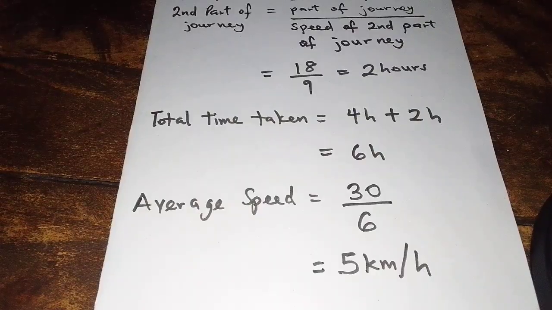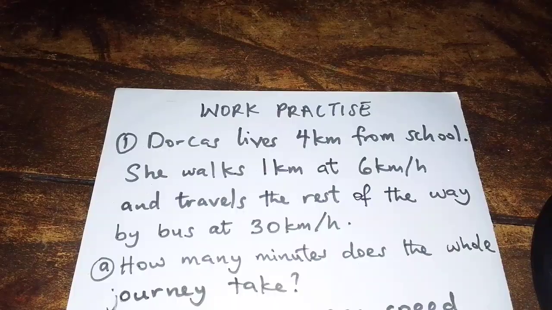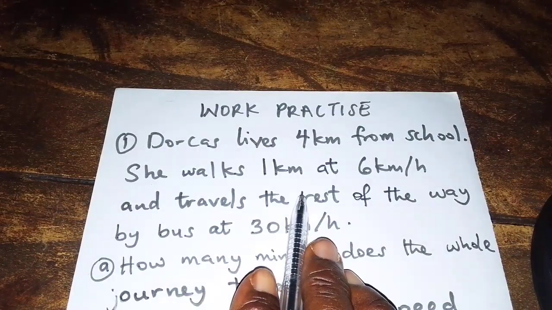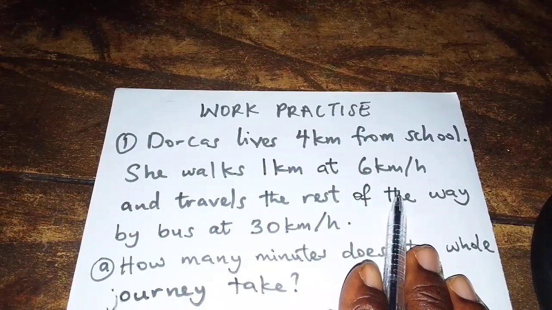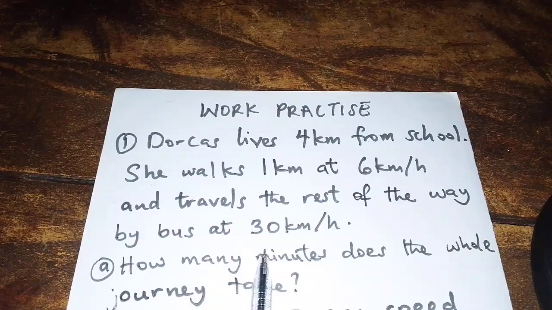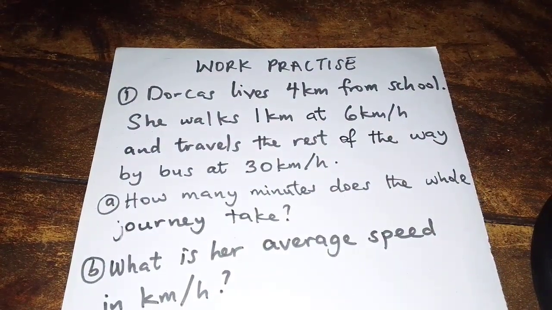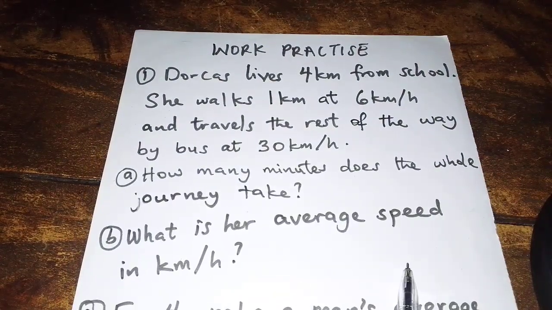So for the work practice, you will have this. Number 1. Dorcas lives 4 kilometers from school. She walks 1 kilometer at 6 kilometers per hour and travels the rest of the way by bus at 30 kilometers per hour. A. How many minutes does the whole journey take? B. What is her average speed in kilometers per hour?